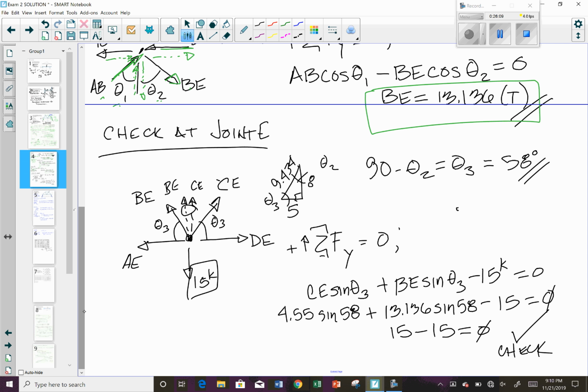Usually trusses will come out so that you have an extra node, an extra joint that you didn't need to solve for, and you can use that to check your work. All right, so this is our P system now. So P system complete.